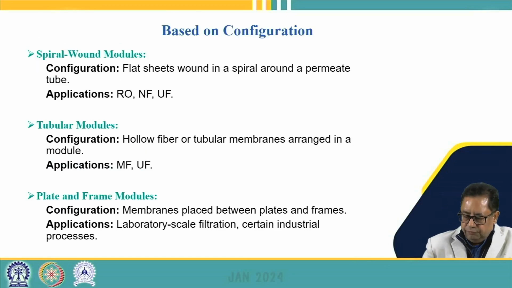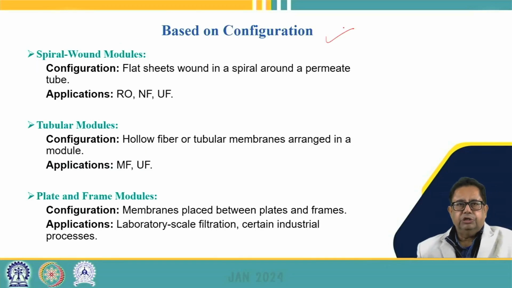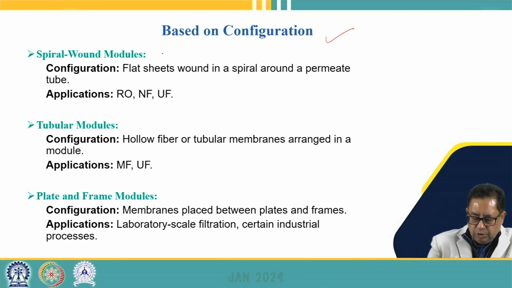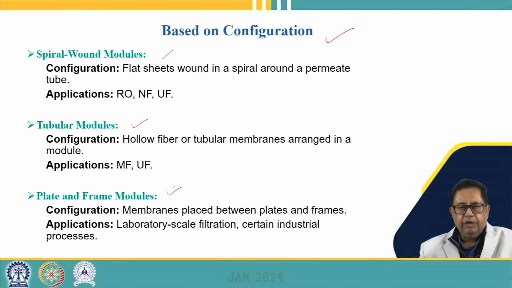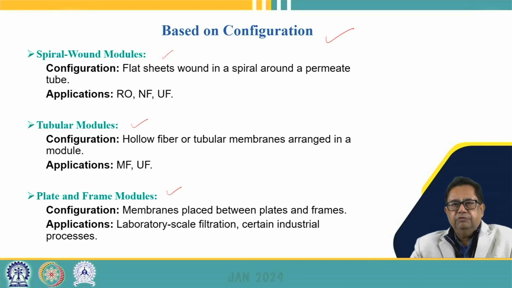Based on the configuration, we can divide the membrane process into the spiral wound modules, tubular modules, and plate and frame modules. The spiral wound modules means we have flat sheets wound around a permeate tube in a spiral manner. That is basically called the spiral wound module, right? The application may be in the reverse osmosis process or nanofiltration or the ultrafiltration.